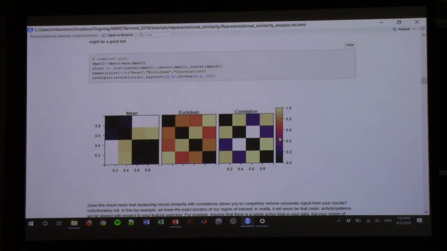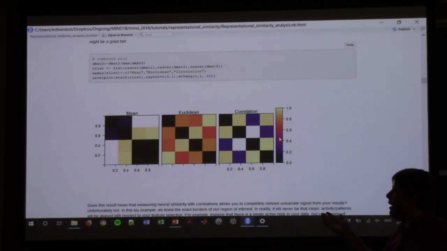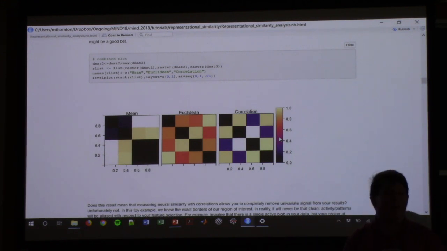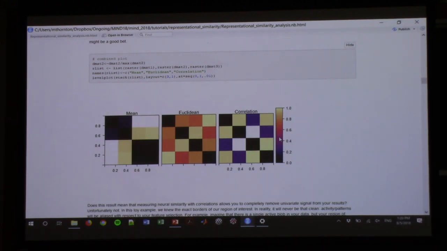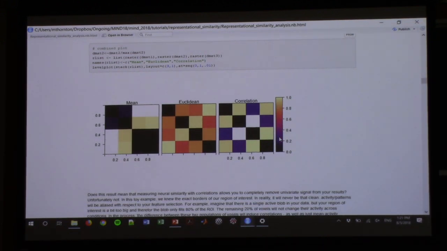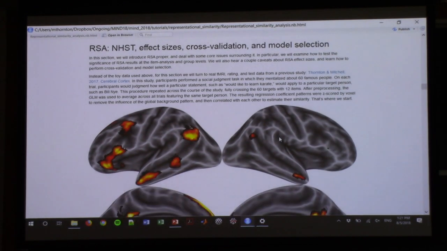Yeah, so once you have a similarity matrix, then the question is, how do you model this in terms of some set of features that encode some hypothesis that you have about your data? And that's what we'll talk about next, taking it step by step, actually doing representational similarity analysis.